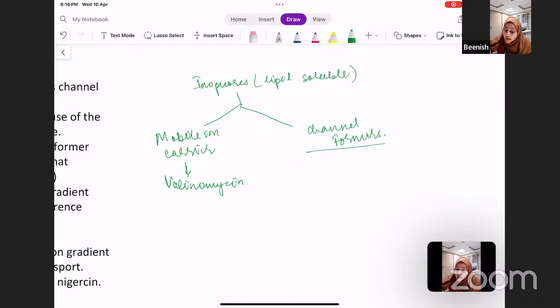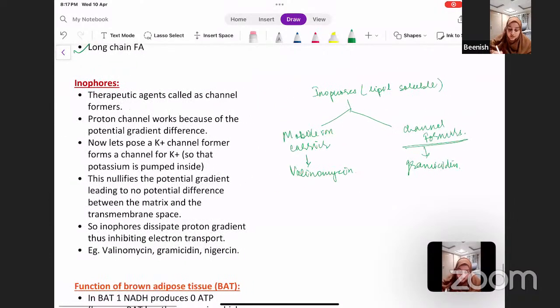And the other type is your channel formers. For example, gramicidin. So what are channel former ionophores? They form channels in the membrane. Now, proton channels work on the potential gradient difference. So when there is a potential gradient difference, only then do the positively charged protons from the intermembrane space enter into the matrix via the F naught.